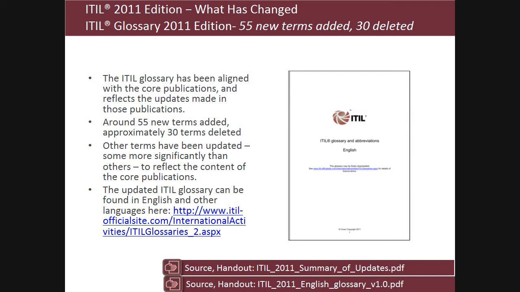2011 edition, what's changed? There are 55 new terms added to the glossary. Part of that reflects the fact that there were terms used in the book that weren't in the glossary. It's not like they've invented 55 new terms. It's, you know, hey, you're using this over and over, internal versus external service. Where is it in the glossary?